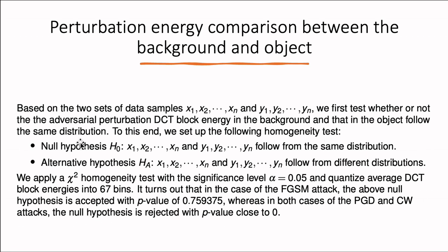So we have two hypotheses, the null hypothesis and the alternative one. The null hypothesis is that the object and the background came from the same distribution, and the alternative is that they came from different distributions. For the chi-square homogeneity test, we set the significance level to 0.05, and we quantized the average DCT block energies into 67 bins. It turns out that for the FGSM attack, the null hypothesis is accepted with a p-value of 0.76, but for the BGD and CW attacks, the null hypothesis was rejected with a p-value close to 0.